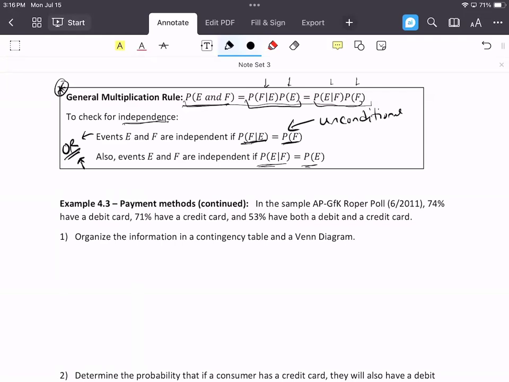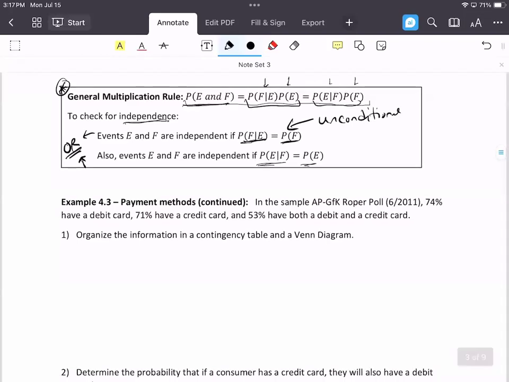So we're going to look more at the payment methods. This is some more information from that poll in June of 2011. They found that 74% of the people had a debit card, 71% had a credit card, and 53% had both. Organize the information in a contingency table and a Venn diagram.